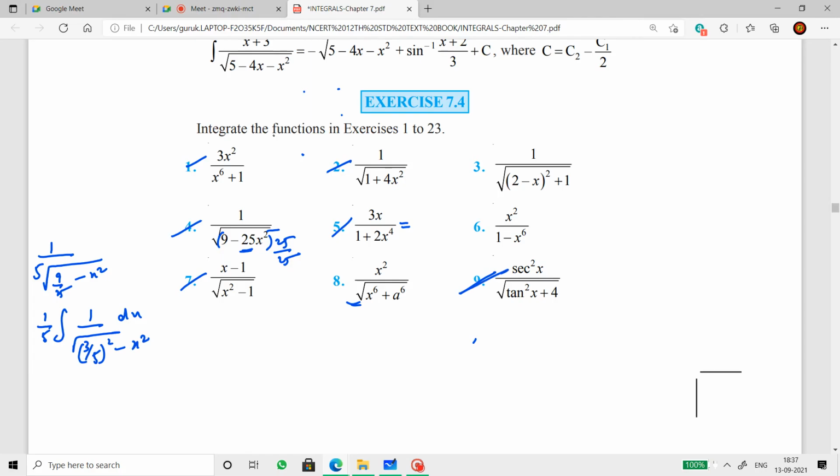Now coming to question number 9. When you look at the question, you know how to solve it. If you take t as tan x, dt will cancel the secant square x. So this will directly come to a form of dt by root over t square plus 2 square. Apply the concerned formula, and you will get the answer for the 9th one also.